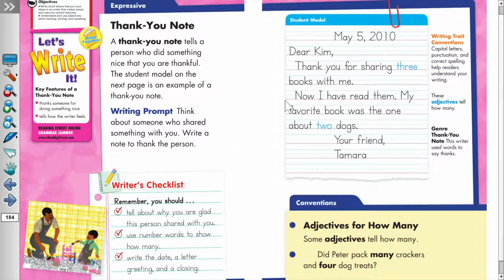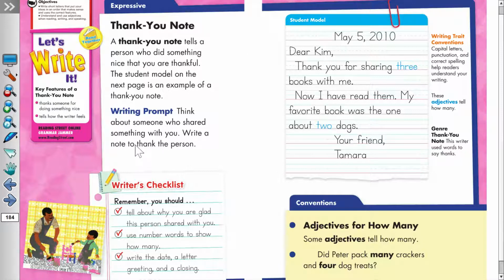So let's look at this model. I noticed that they used capital letters at the beginning of sentences and to capitalize names. I see that they used their best spelling, and that helps readers understand your writing. I also see these 2 blue words are adjectives. Adjectives are, if you said describing words, you're right. Adjectives are describing words, and these adjectives tell how many. There's 3 and 2. So a thank you note is to show thanks.